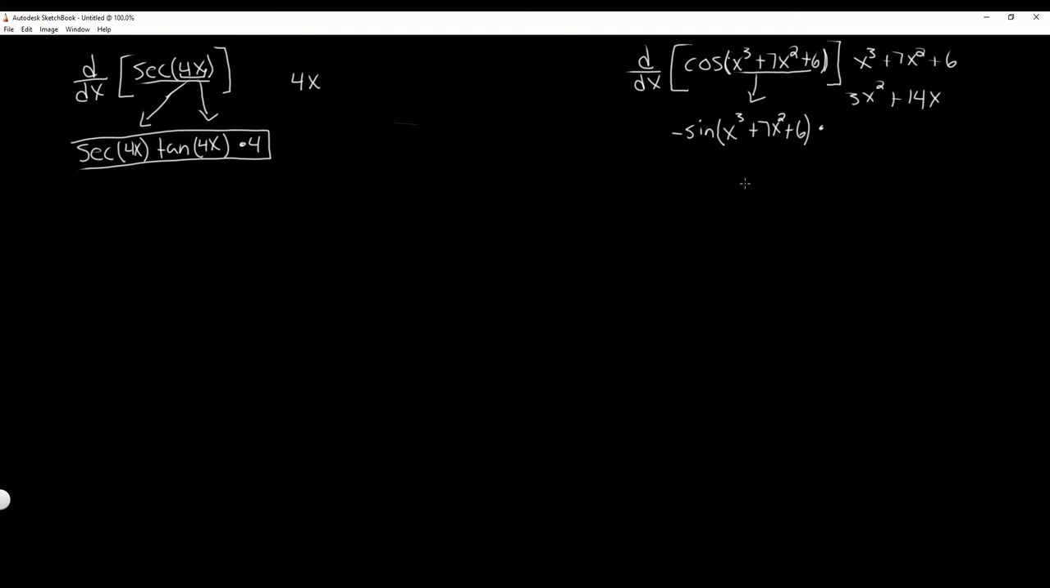So if we rewrote this and multiplied it out, we would say negative sine of x cubed plus 7x squared plus 6 times 3x squared plus 14x. And that is the answer to this problem.